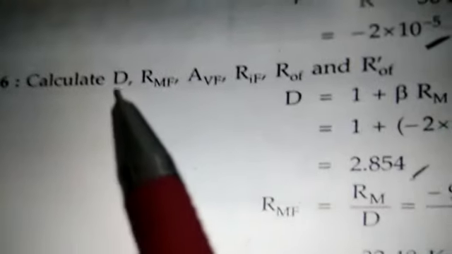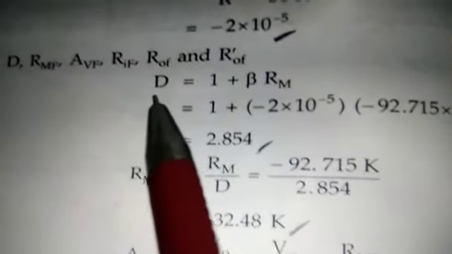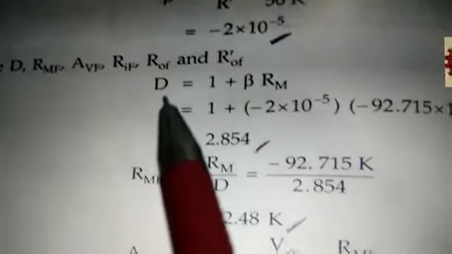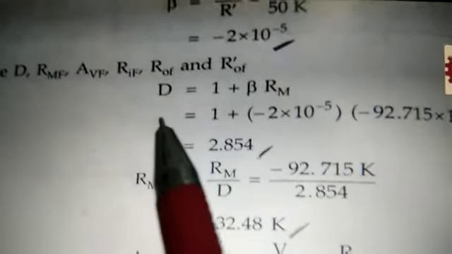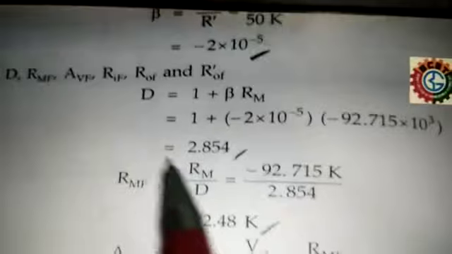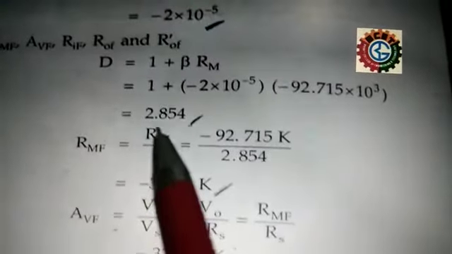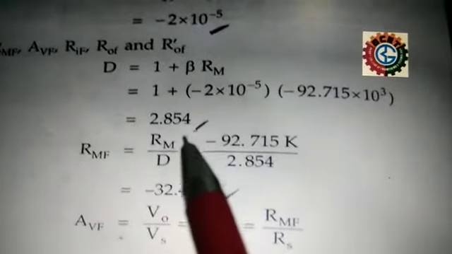Now calculate the D factor. D means the return difference, that is 1 plus beta times R. In general, we can write D as 1 plus A beta, where A is the open loop gain. So 1 plus A beta is called the D factor. Similarly here, D is equal to 1 plus beta into Rm. You know all these values we have calculated. This D factor is 2.854.